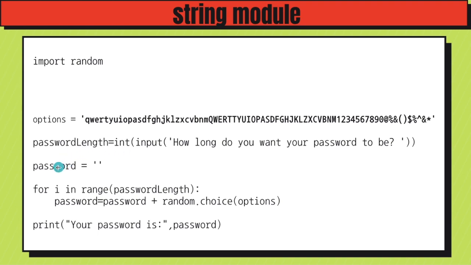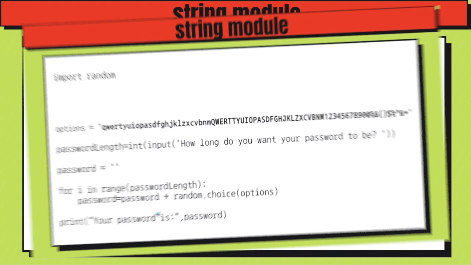And then we create an empty password variable. This is an empty string. And we say for i in range password length. So that's the length that the user has entered. Then randomly choose an item from this string and add it to this password variable. And it will obviously iterate for as many times as the length. And finally, it will print the password.